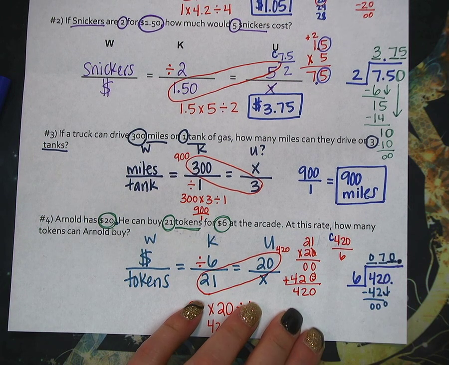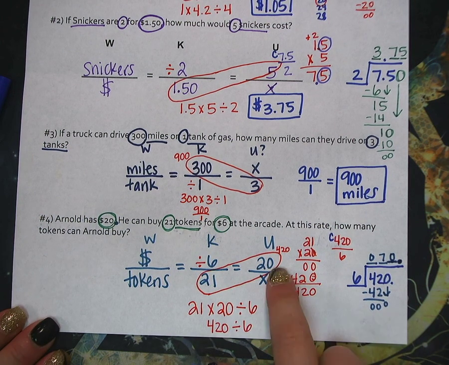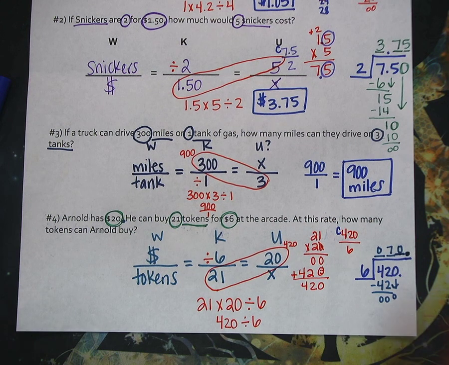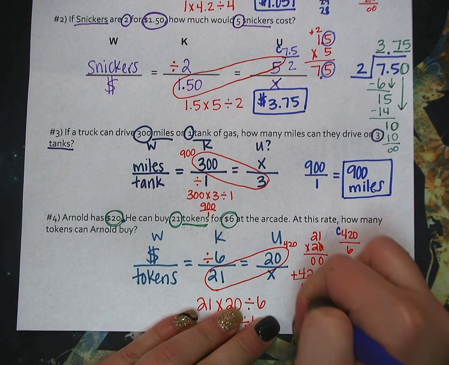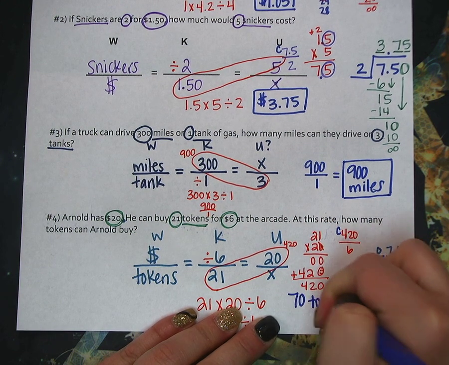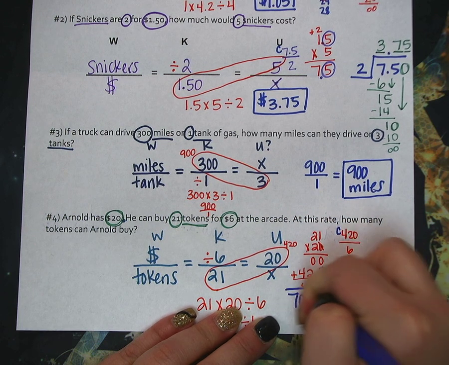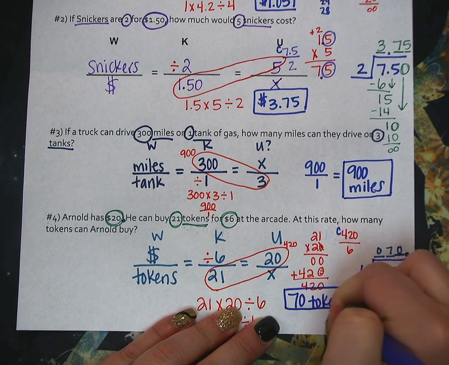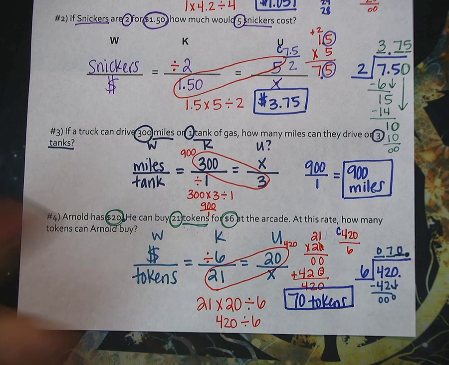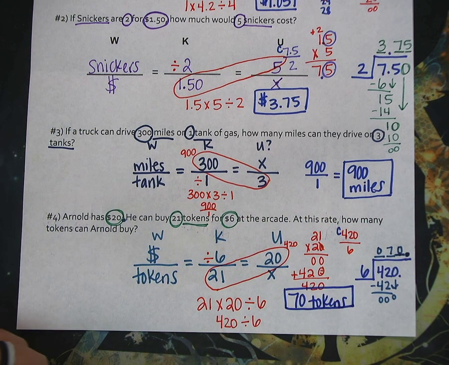So we have 70 tokens if we spend $20. So our answer will be 70. And again, that's tokens. Remember, the words are the most important part. And that's proportions, guys. Go forth and math.